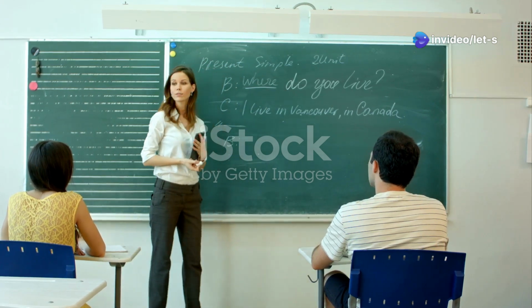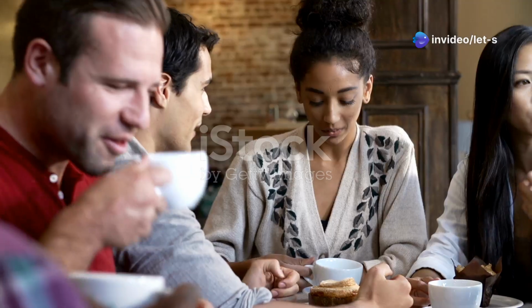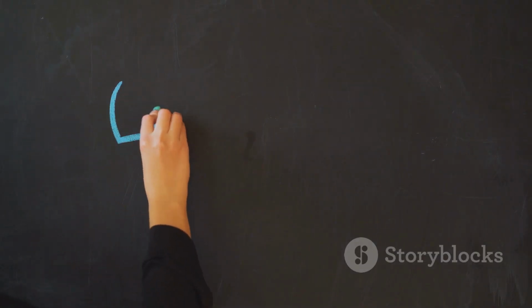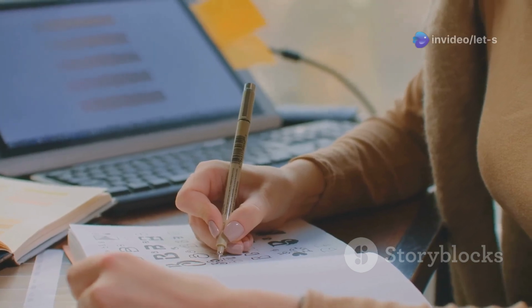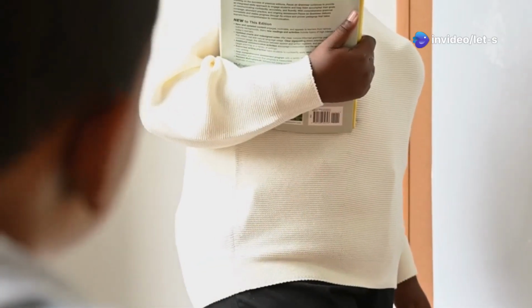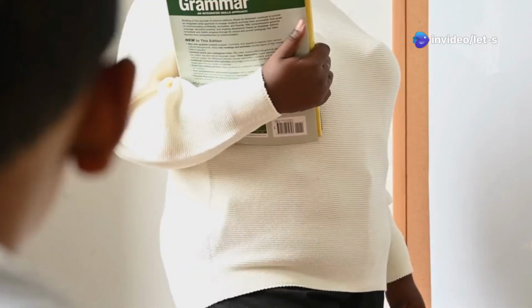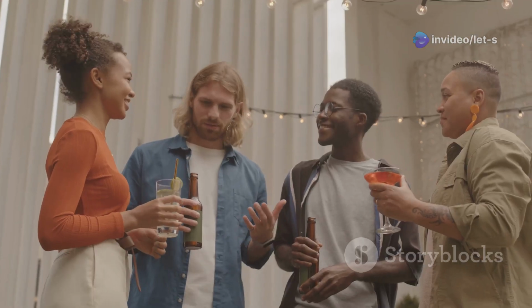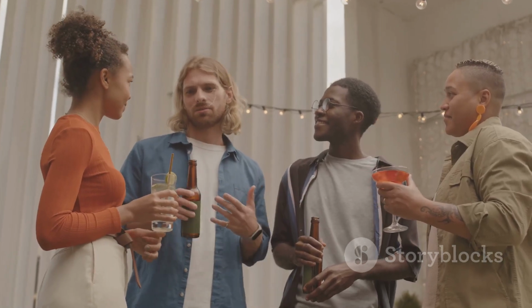Section 7. Common errors and how to avoid them. Even native English speakers make mistakes with quantifiers from time to time. Here are some common errors and tips to avoid them. 1. Using much or many in positive sentences. In formal English, it's more natural to use a lot of or lots of in positive sentences. For example, instead of saying I have many friends, say I have a lot of friends.